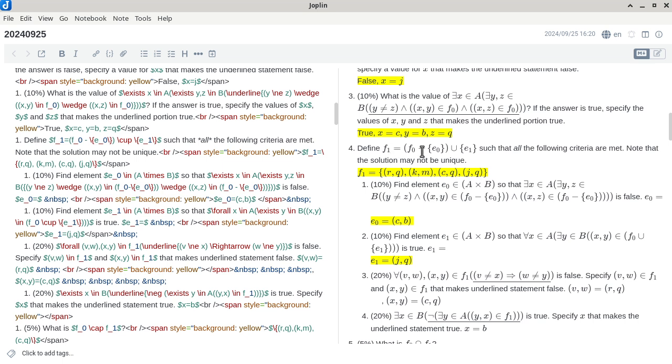F1 is F0 minus the set that has E0, and a union with E1. But this part is specific to only this style of asking the question, so I may not be using the same style in this exam anyway. In case of any questions during the exam, you can always come to me and ask for clarification.